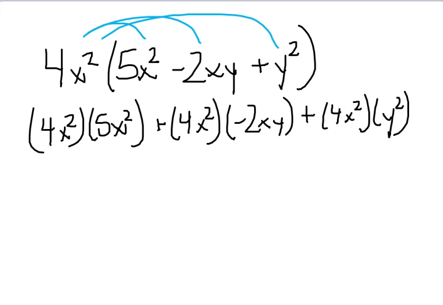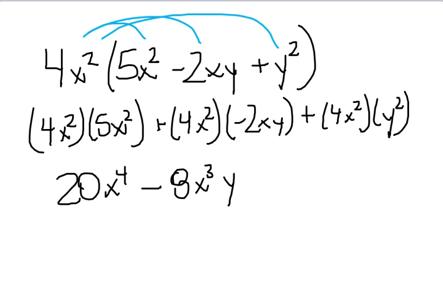And so now I'm going to simplify each term, and I get 20x to the 4th plus 4x squared times negative 2xy, so that's going to be a minus 8x cubed y, and plus 4x squared times y squared, so that's a positive 4x squared y squared. None of my terms are like terms, so I cannot combine anything. And so that's my final answer.